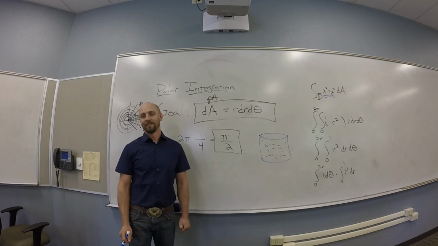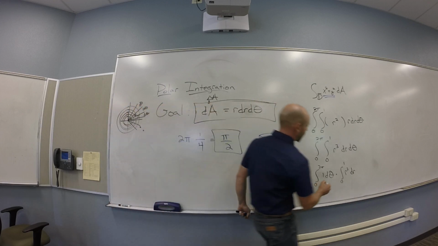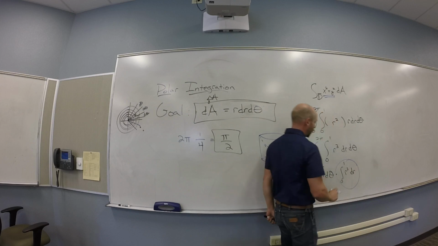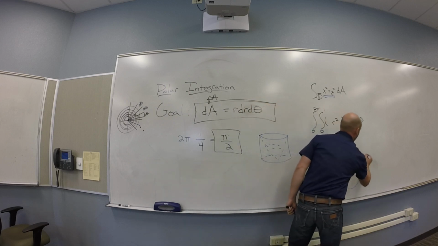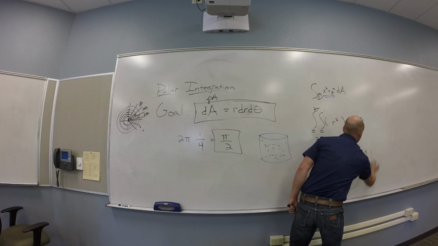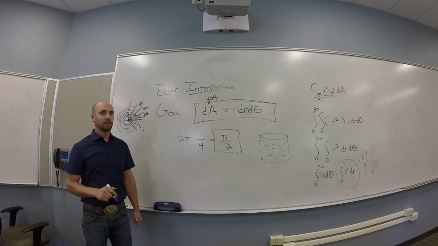And where did that 1/4 come from? The 1/4 came from this guy here, this integral from 0 to 1 of r cubed dr. That comes out as r to the 4th over 4 evaluated from 0 to 1. I think we figured it out. You guys cool with this?